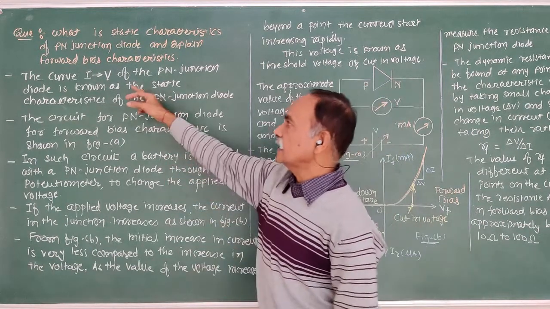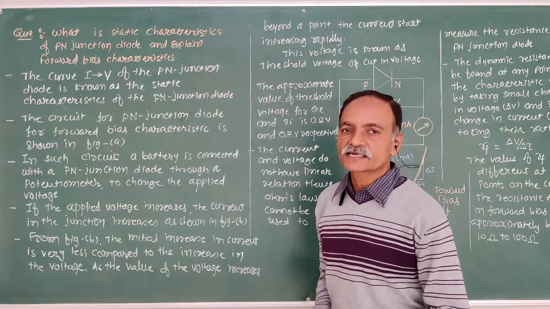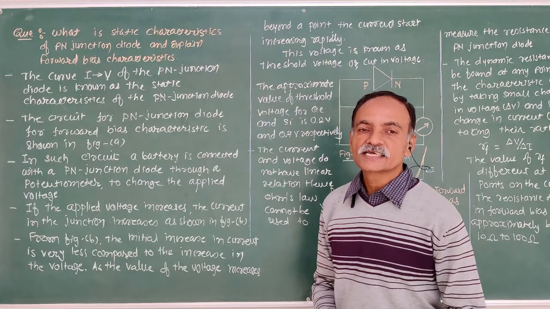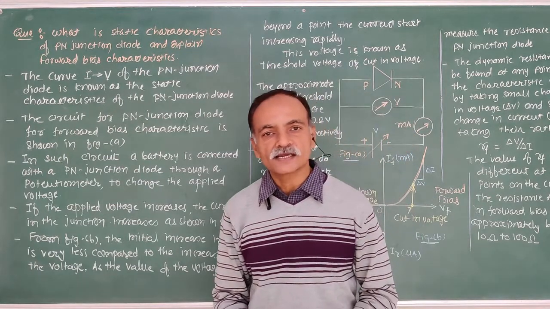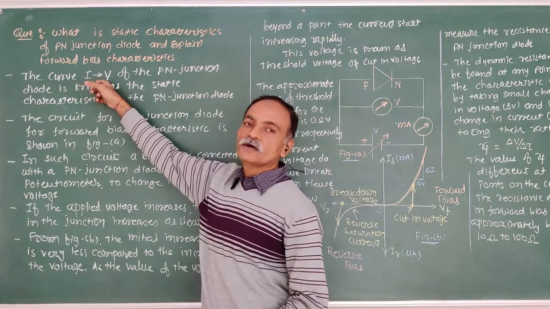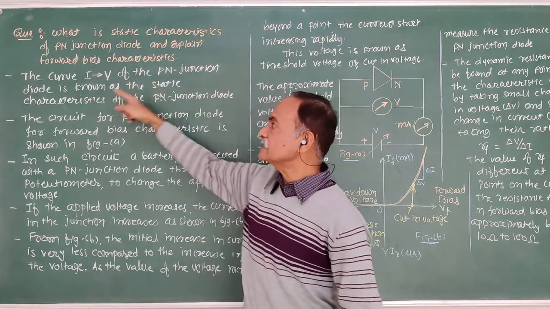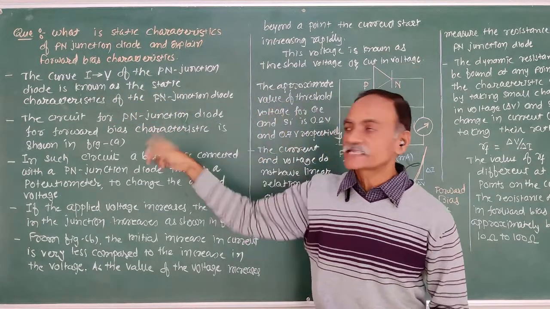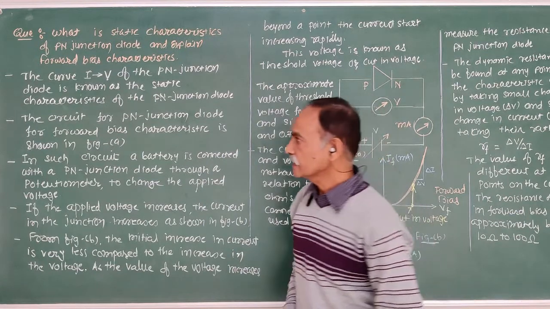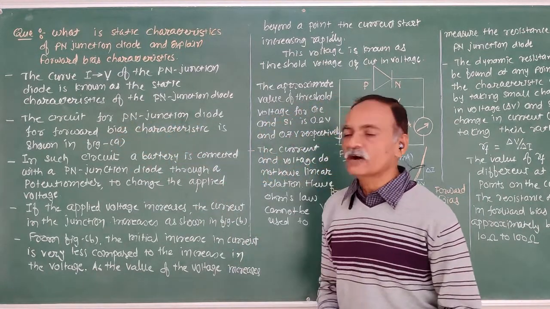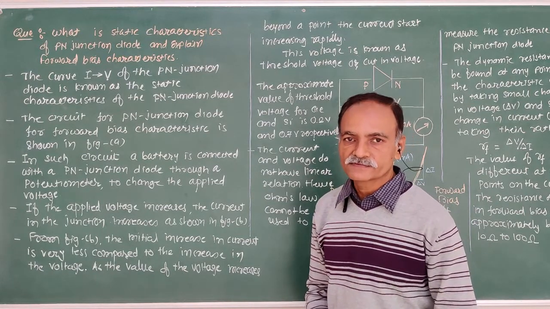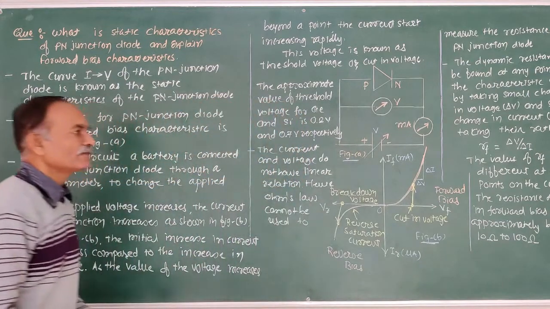Now, the curve I versus V, that means the graph of current versus voltage of the PN junction diode, is known as the static characteristic of the PN junction diode. Right? Now, the circuit for the forward bias connection or the forward bias characteristic is shown in the figure.